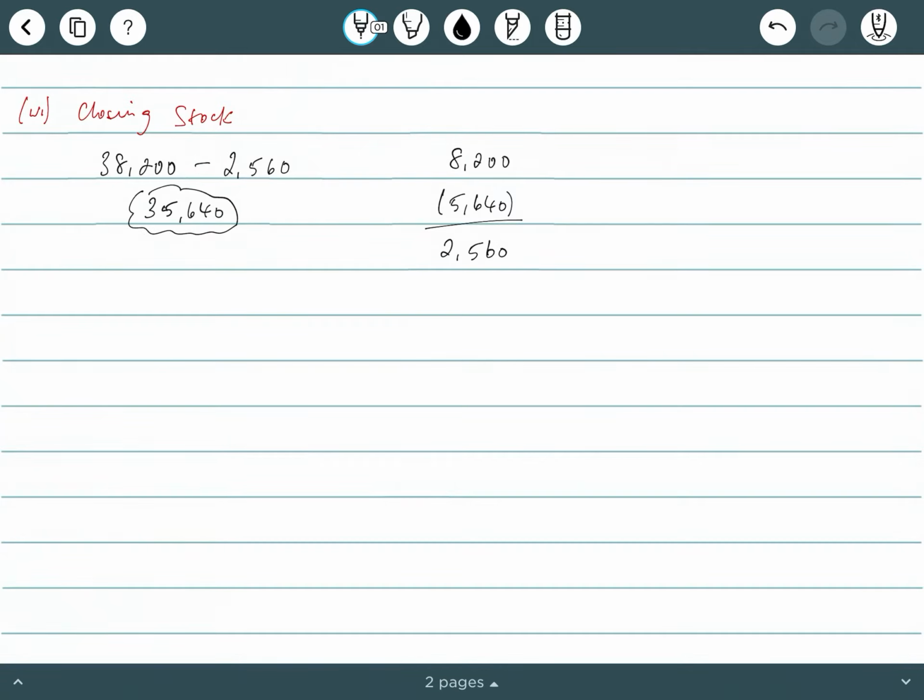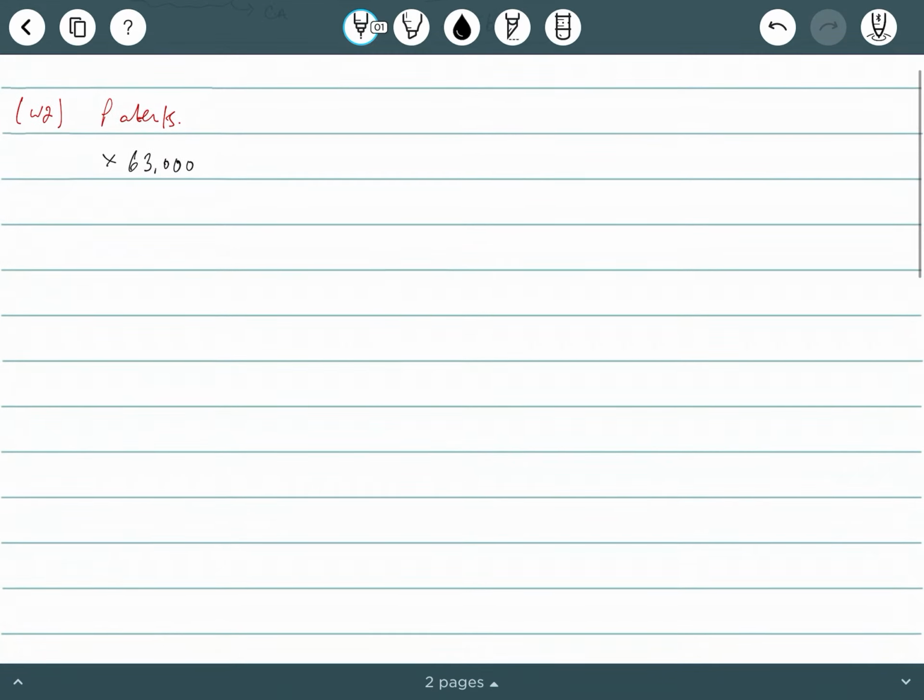As you know, closing stock is needed in the trading account. It's also needed in your balance sheet and current assets. The next working then is your working on patents. So they're given a figure of 63,000 in the balance sheet, but we know this is wrong. It's wrong because it's incorporating 3 months investment income. So what we need to work out is what the 3 months investment interest is.